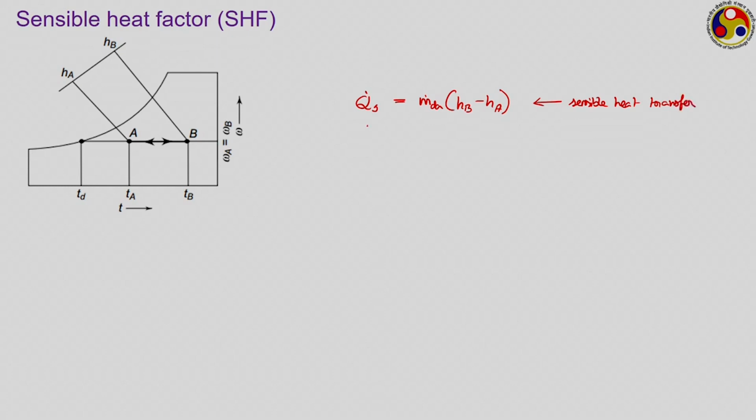Because the moisture contents remain the same, we know in this case omega B remains equal to omega A. There is no change in the moisture content, that is why it is purely sensible heat transfer, and that is why we are using this subscript Q dot S. The expression for this we can easily identify by putting the values for enthalpy.